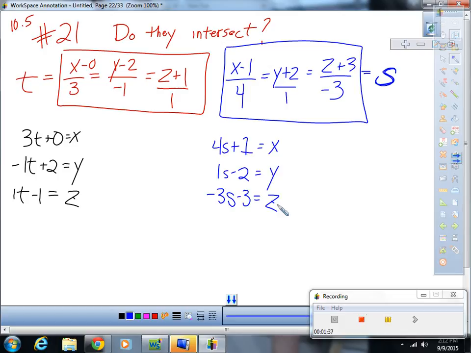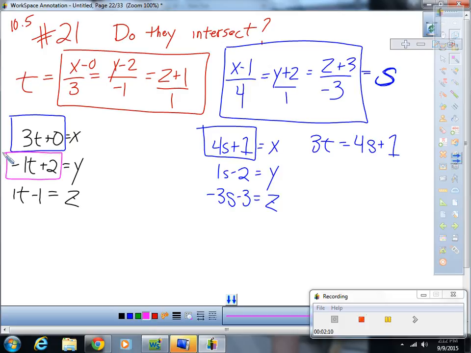Okay, so since x is equal to 3t plus 0 and x is equal to 4s plus 1, we can say that 3t equals 4s plus 1. Okay? And then we can also say that negative 1t plus 2 equals 1s minus 2.